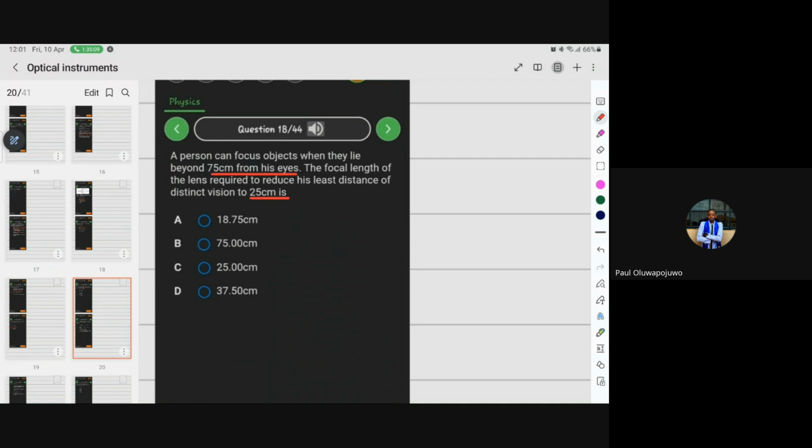All right. Now, we should make use of our formula as usual, right? 1 over f equals 1 over v plus 1 over u. Now they said the person can focus when they lie beyond this. The focal length of the lens required to reduce this least distance of vision is what? And I'm looking at a converging lens, isn't it?